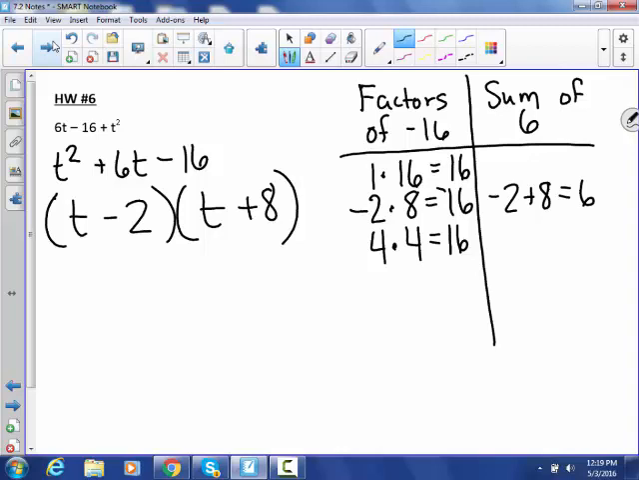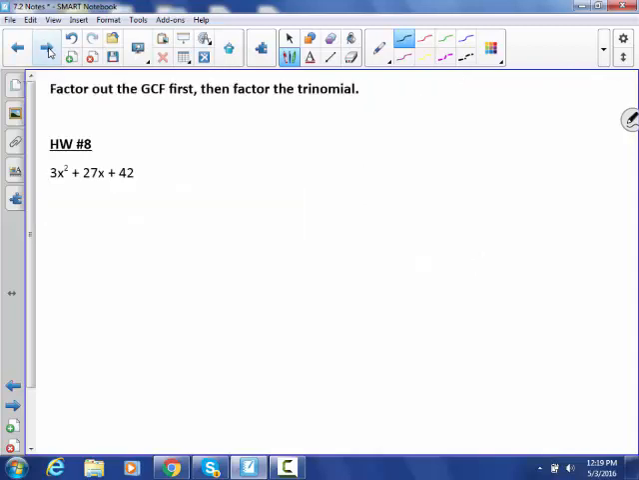Okay, I know some of you feel like, okay, I know what's going on, but the second half is a little bit harder. It's not too bad, but let me show you what to do on this. So let's go to the back and look at homework number 8. What do you notice about what's different about this problem? There's an x squared, there's an a, right? All our a's so far have been 1. But this one is a 3.